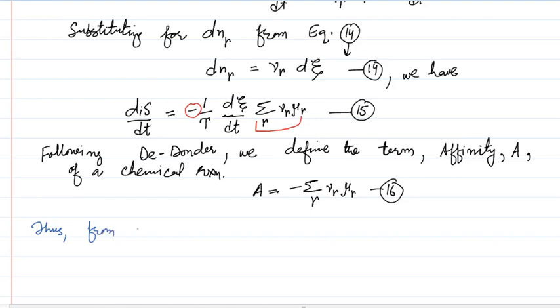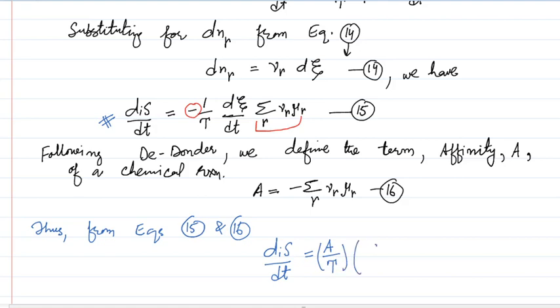Thus from equations 15 and 16 we will simply write d_iS upon dt, same this relation, will be equal to, and in place of minus summation nu gamma mu gamma we will represent it by affinity A upon T, and it will be left with d zeta upon dt, which will be basically greater than or equal to 0.